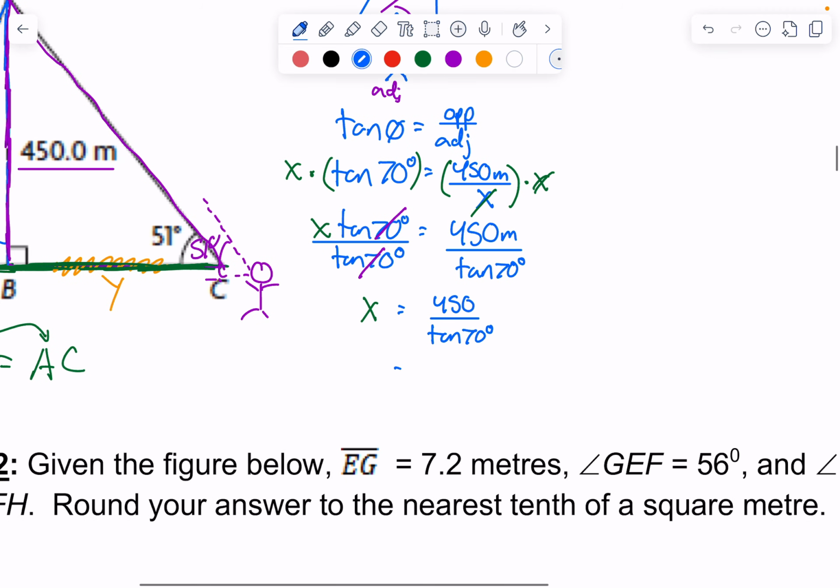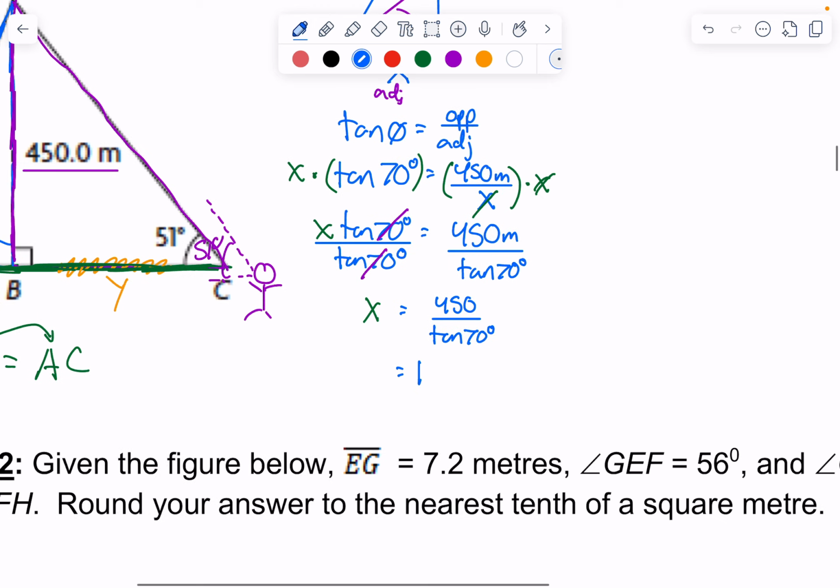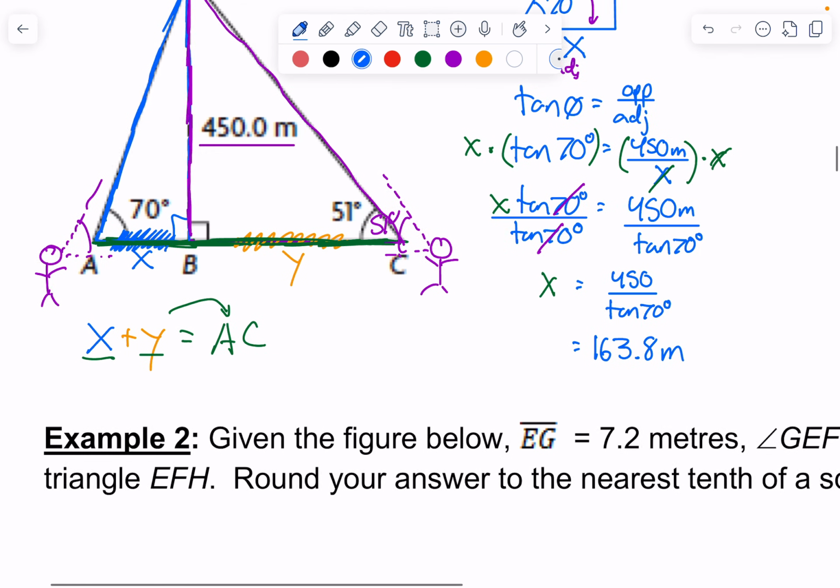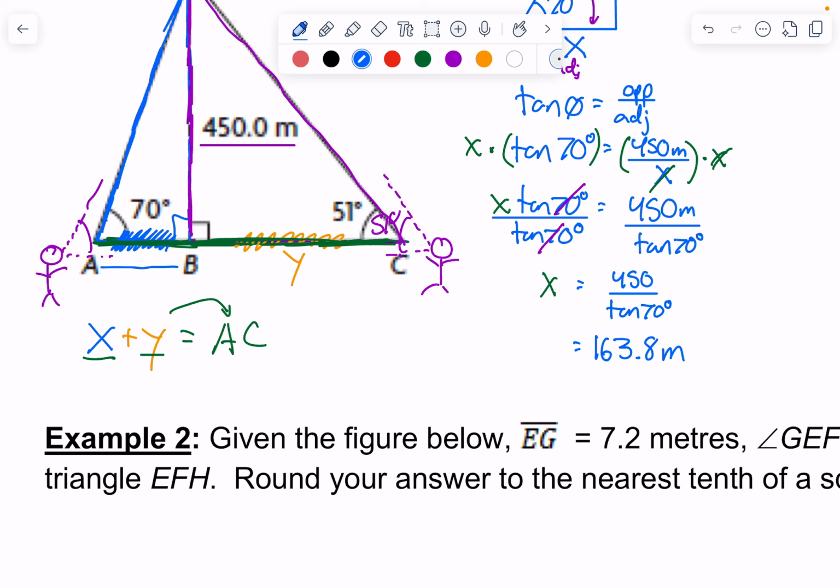You're just taking your calculator and saying 450 divide by, look for that tan button, and type 70 equals. And I get 163.8 meters. This is a side length, and I'll put it to a decimal because I didn't specify up top. So what you just found is that going from A to B, like this portion right here, that is 163.8 meters. Now we need this last little bit, the y. We need that last little bit right here, and the total is up.